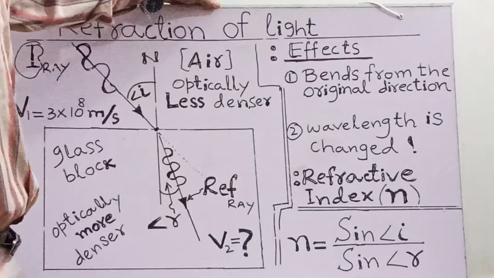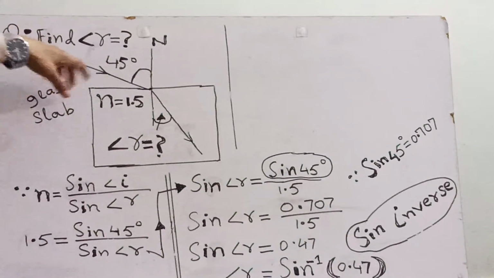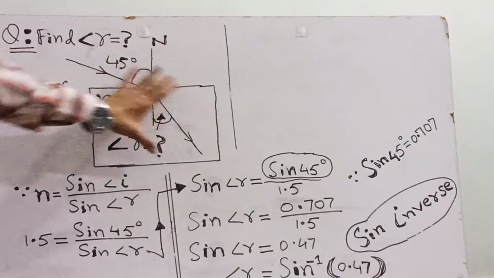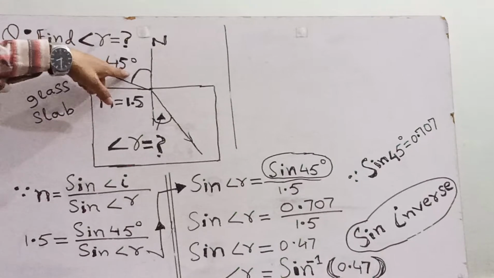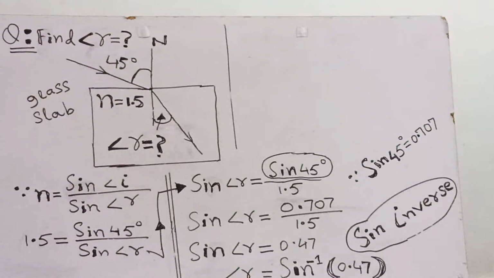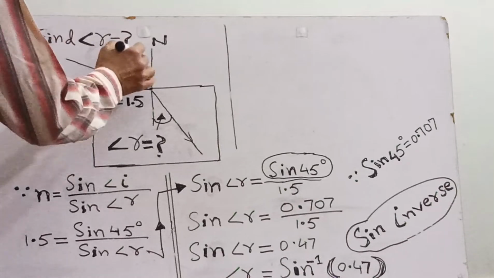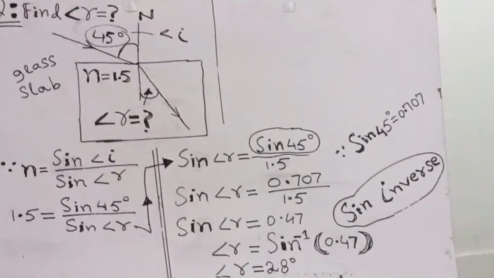Now let us explain it with a question. This is the question, and in this question, it is the same figure. It is a glass slab. These are the light rays, and it is falling at an angle of 45 degrees. So 45 degrees is the angle of incidence.